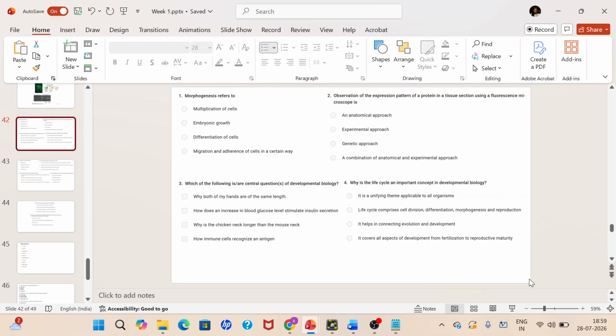So question number one. Morphogenesis refers to what? We have four options: multiplication of cells, embryonic growth, differentiation of cell, migration and adherence of cell in a certain way.